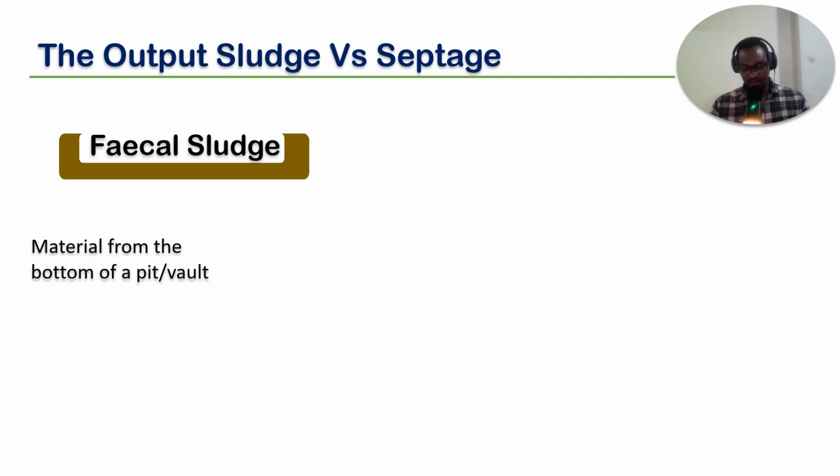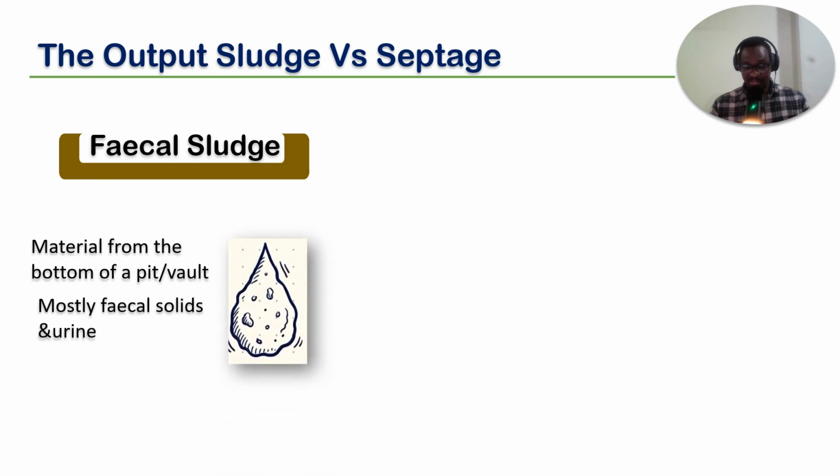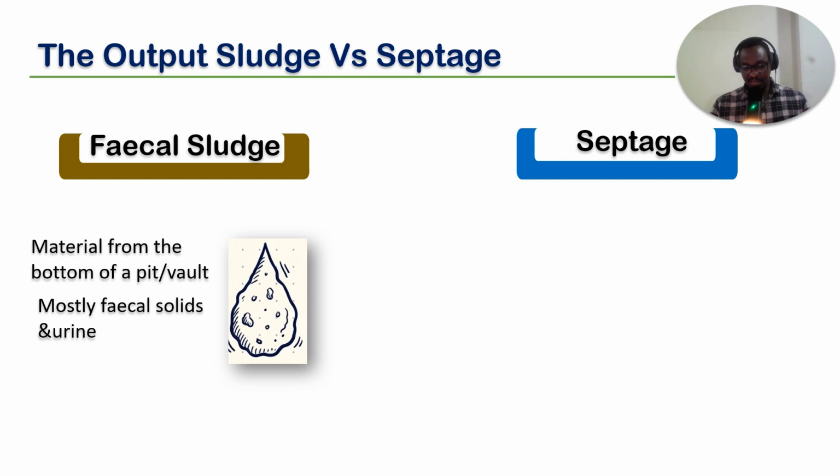So here we're looking at materials from the bottom of the pit vault, and this one has usually a higher concentration of solids and urine. However, there's a disclaimer to this. This is greatly dependent on how the pit latrine is constructed. In this case, if it's lined, then you will have also higher volumes of moisture. If it's unlined, most of the moisture will percolate through the soil, and then you will have a higher concentration of solids.